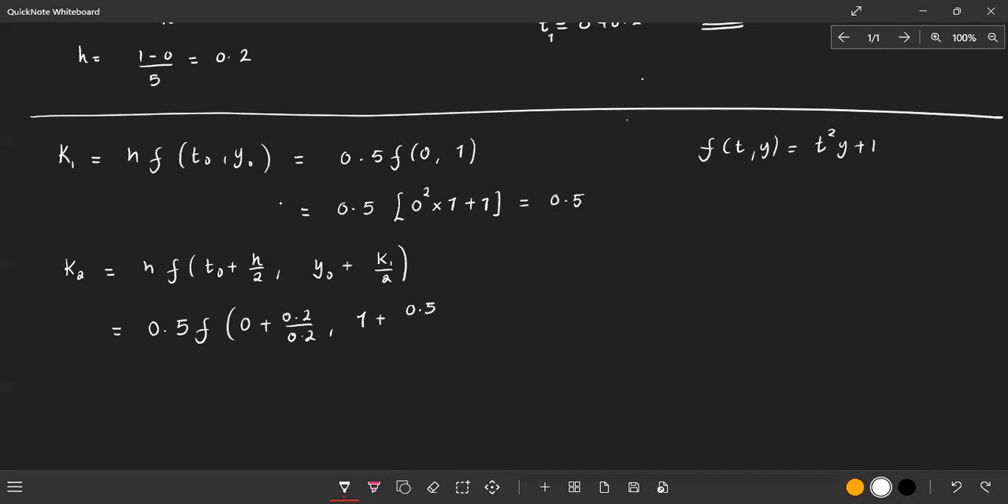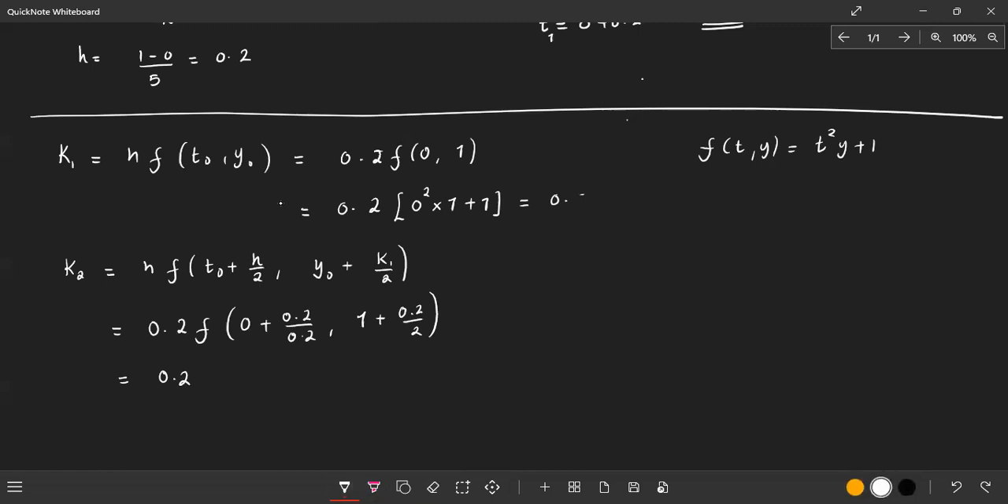Okay, sorry, our h is actually 0.2, not 0.5. Sorry for the inconvenience. Okay, so this is 0.2. All right, so we can simplify: this is 0.2, so even this one will be 0.2.